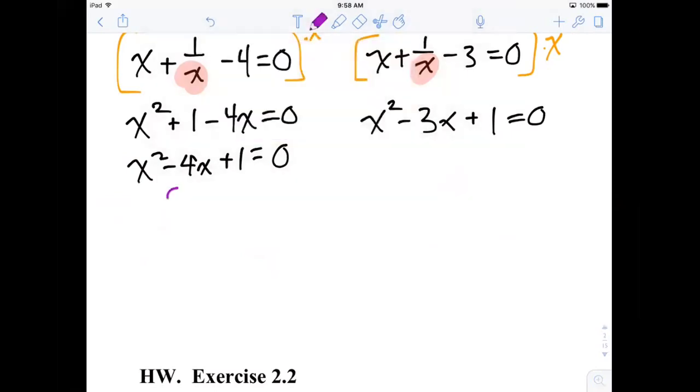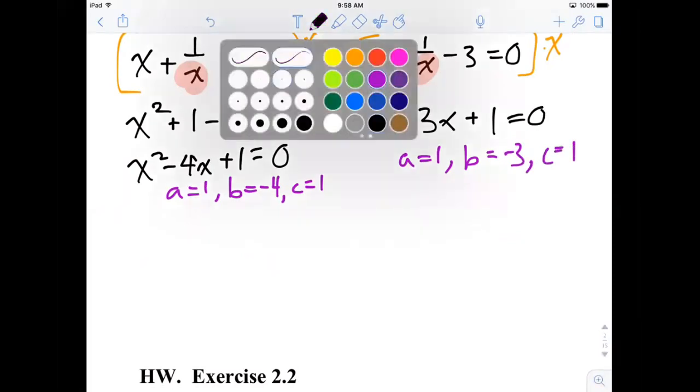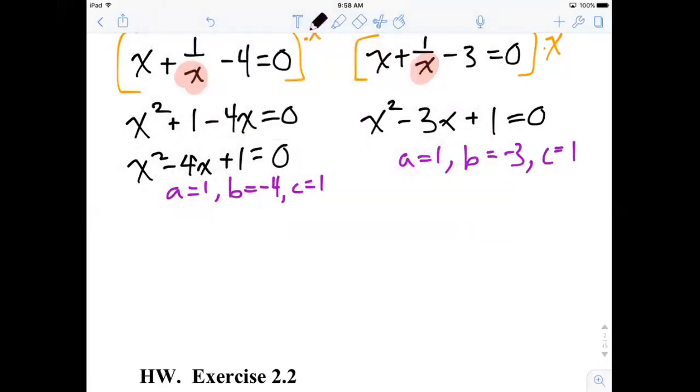So in this case, we would say a is equal to 1, b is going to be negative 4, and c is going to be equal to positive 1 as well. A is equal to 1, b is equal to negative 3, and c is equal to positive 1 for this one as well. Substitute into the quadratic formula. You can pause it here if you want and try this for yourself. But remember, we're not trying to just find some approximate decimal answer on our calculators. We're trying to work out what the exact value would be, which might still include some radicals if they can't be reduced any further.